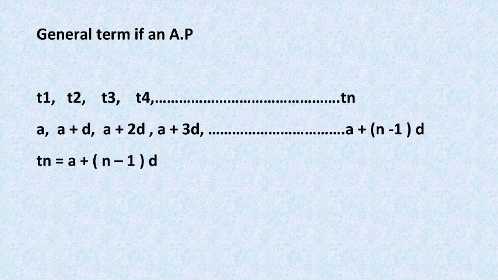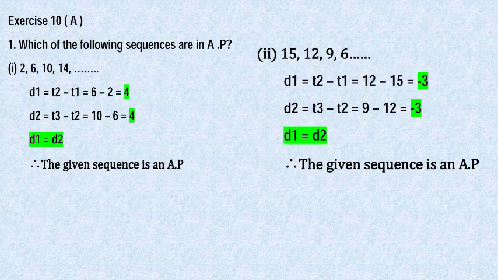So let us move on to the exercise problems. Move to next slide. Exercise 10A. Question number 1. Which of the following sequences are in AP? Question number 1, 2, 6, 10, 14. In this problem, 2, 6, 10 and 14 are called terms of the given sequence. We need to cross-check whether the given sequence is in an AP or not. So find out the difference, that is the common difference.